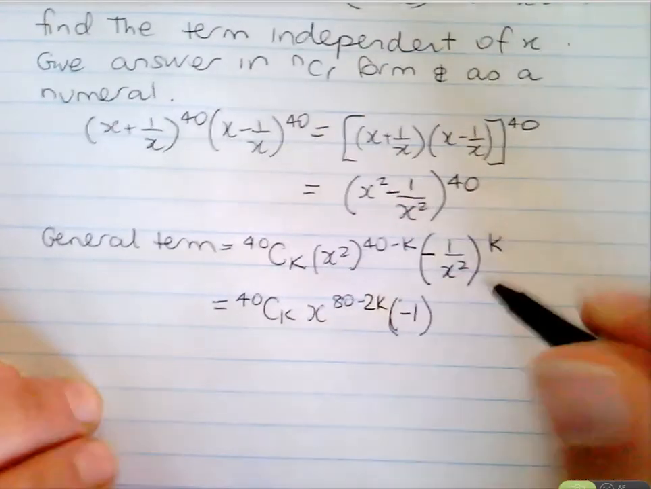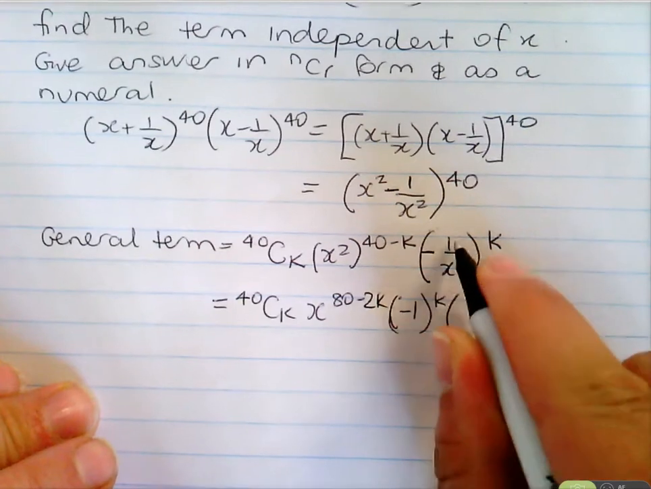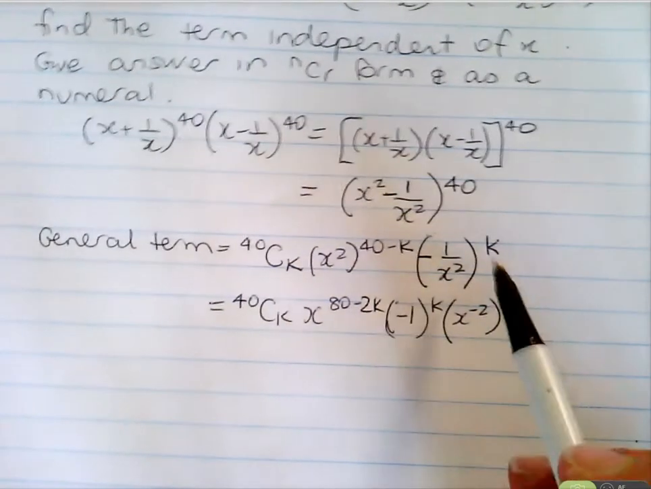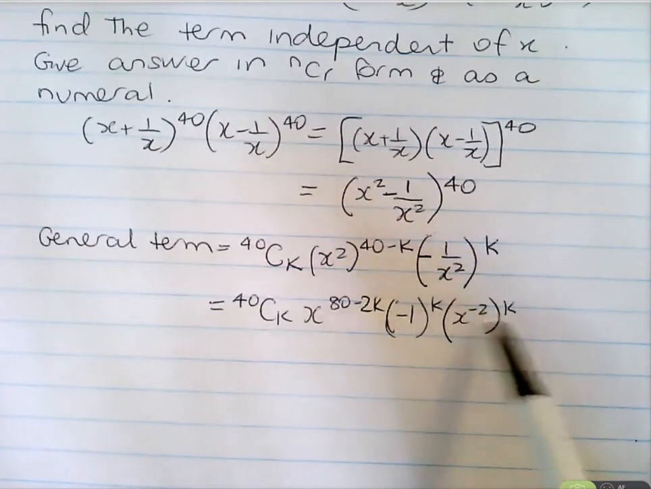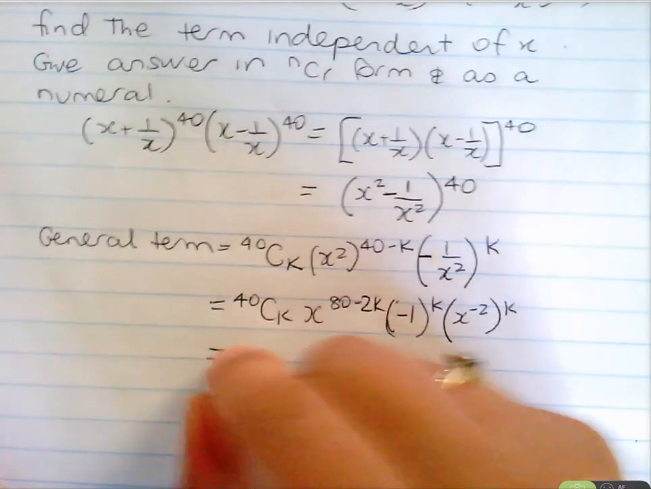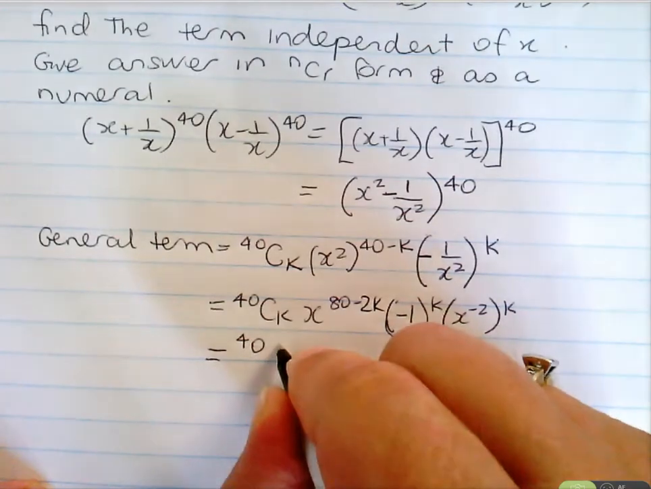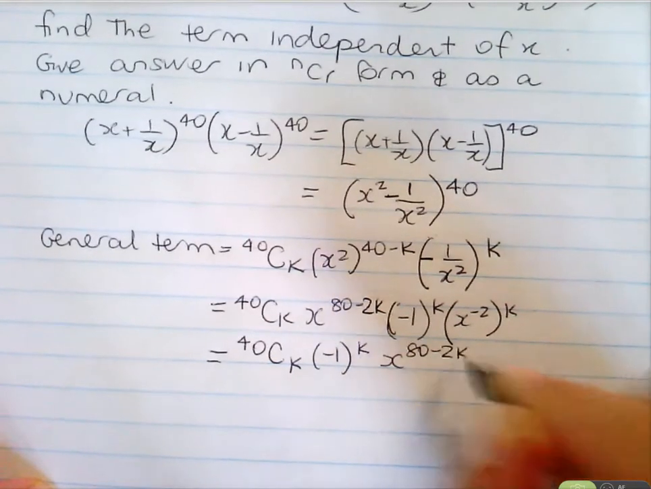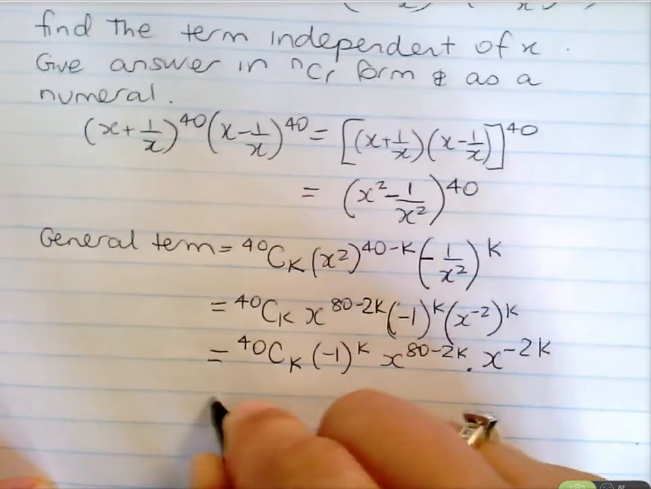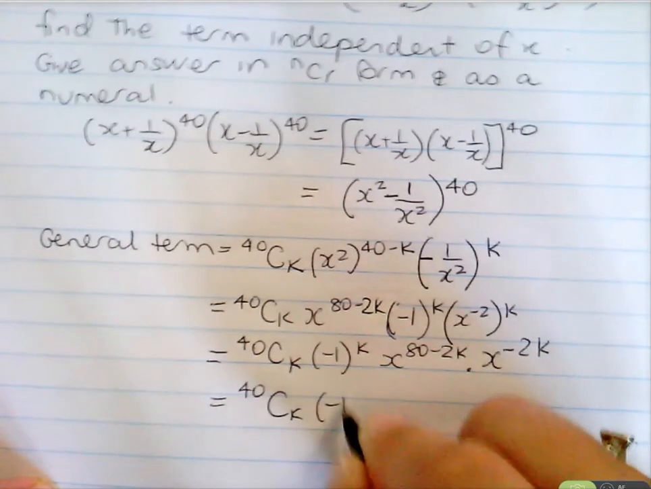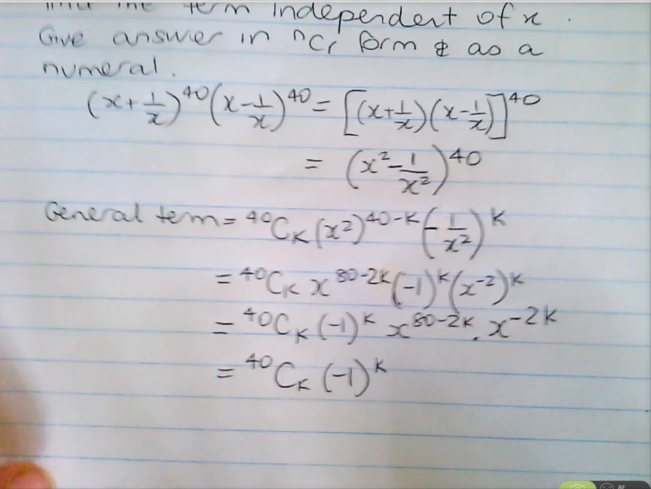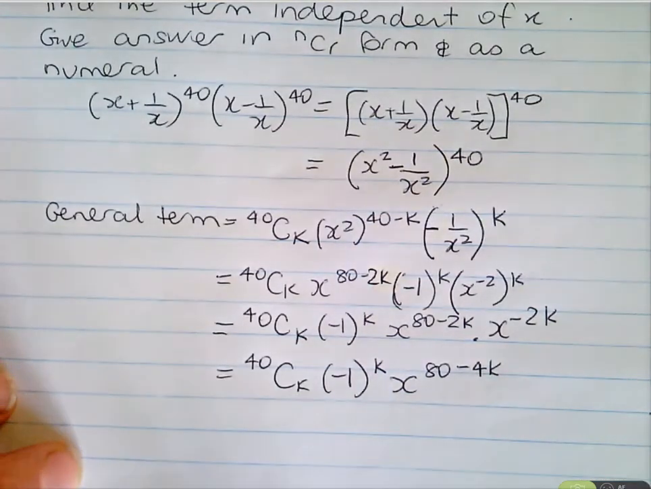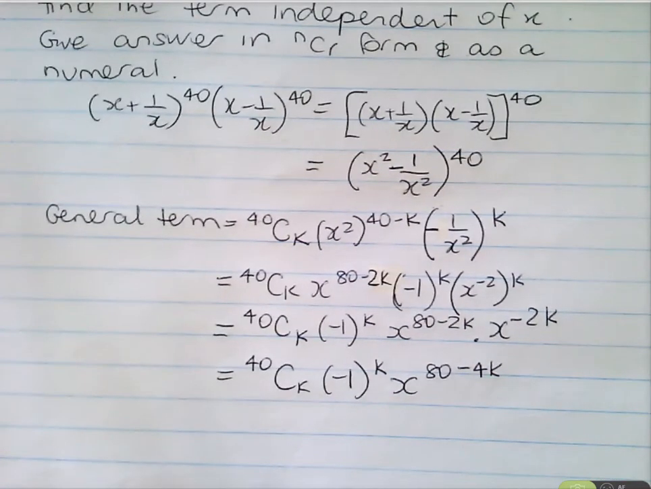Haven't we got negative 1 to the k? And isn't this x to the minus 2 to the k? So I want the negative, has to be to the power of k, and that is x to the minus 2, it's also to the power of k. So let's put all my coefficients up the front. I've got 40Ck, negative 1 to the k, x to the 80 minus 2k times x to the minus 2k, which gives me, I know I've taken a lot of lines, x to the what? 80 minus 4k.